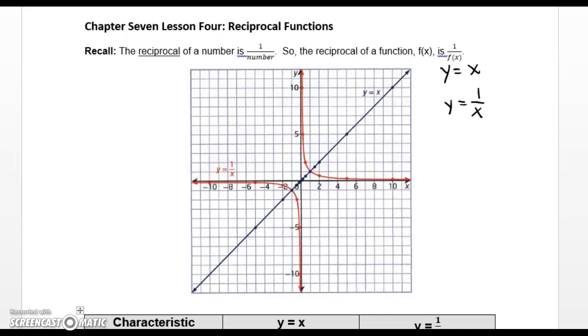So there is actually a relationship between the graph of its original function and the reciprocal function. And we can talk about this in the table below. For the most part, for any type of reciprocal function and the original function, they will follow similar types of characteristics, but they won't be exact.